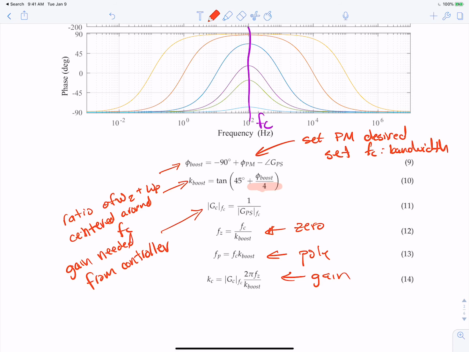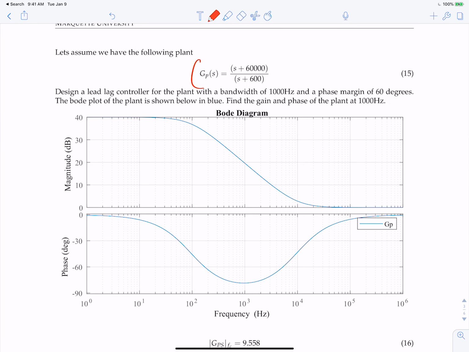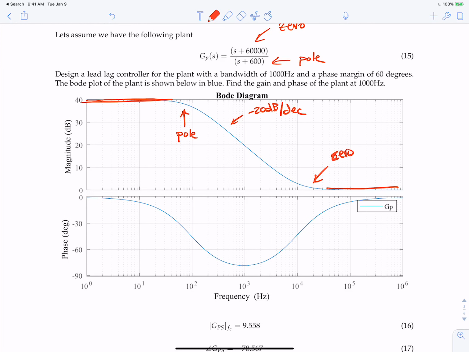All right, let's do an example with a single pole and a single zero. Let's assume that we have this plant right here. We have one zero up top, and we have one pole. If we do the Bode plot, you can see before we hit the pole, we have a nice flat gain of 40 dB. We hit right here, this would be our pole. We start going down at minus 20 dB per decade. And then we hit our zero, and we level back off. Okay, that's the gain plot.